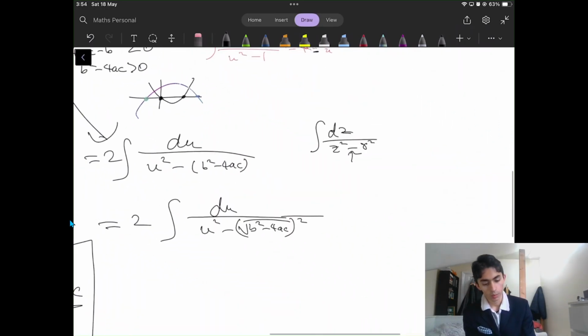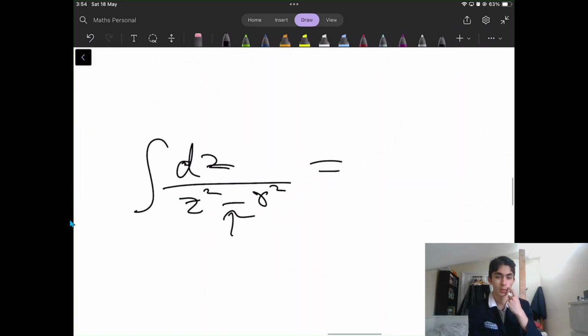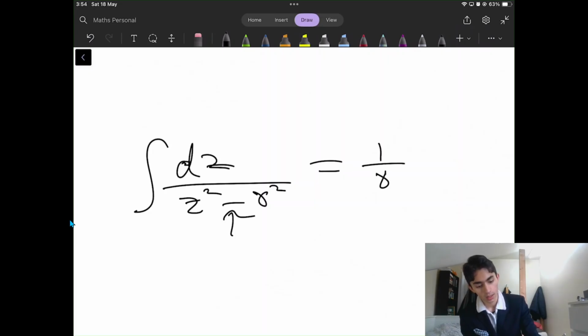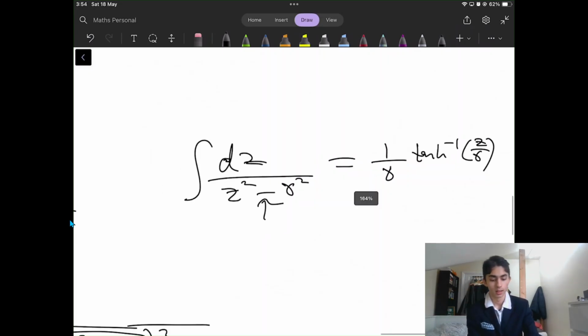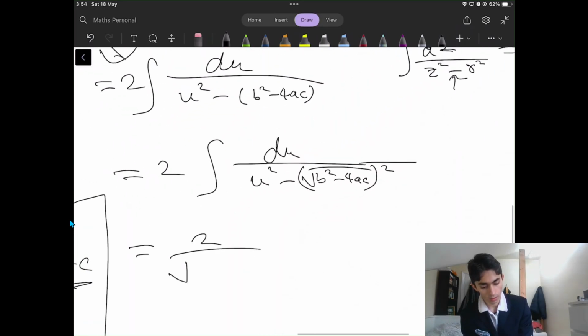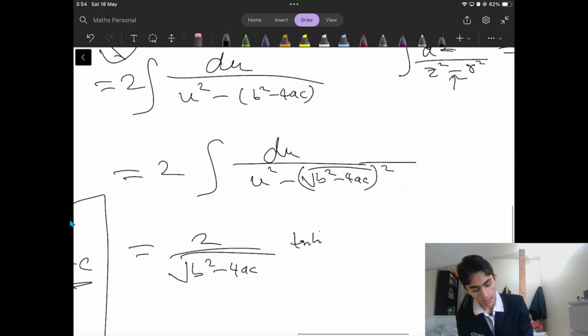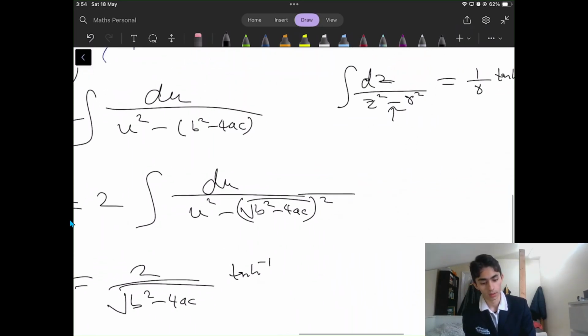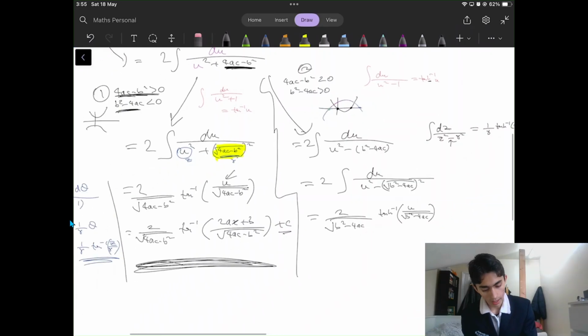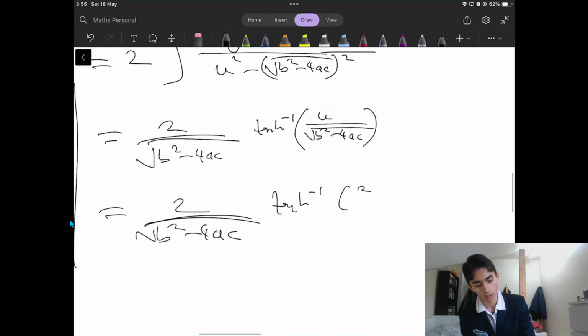We can derive, using the exact same approach as last time, that the integral of dz over z squared minus gamma squared is 1 over gamma times hyperbolic inverse tan of z over gamma, plus c, of course, right? And so you get 2 over the square root of b squared minus 4ac times arctanh, or hyperbolic inverse tan, of u over root b squared minus 4ac, right? Finally, replace the u with the x. U is equal to 2ax plus b, by the way, from earlier. So 2ax plus b over root b squared minus 4ac, right?